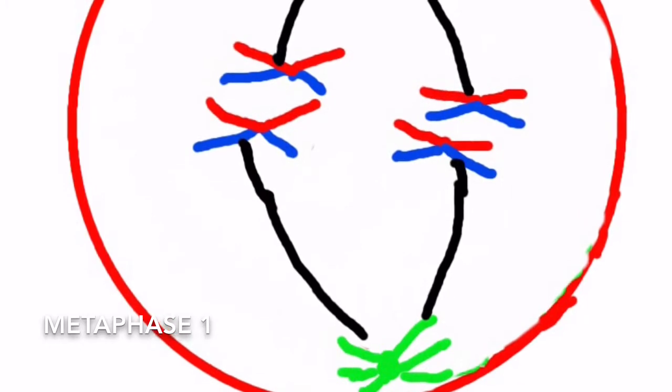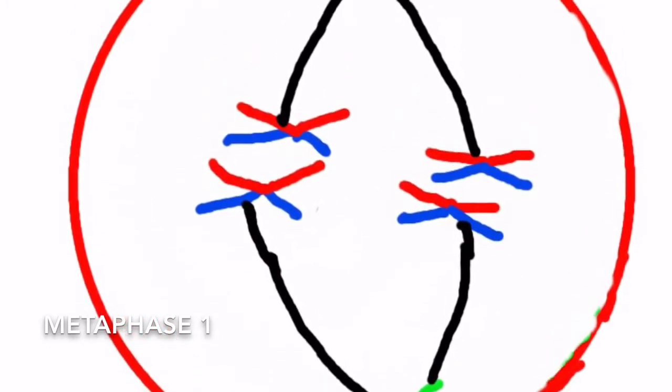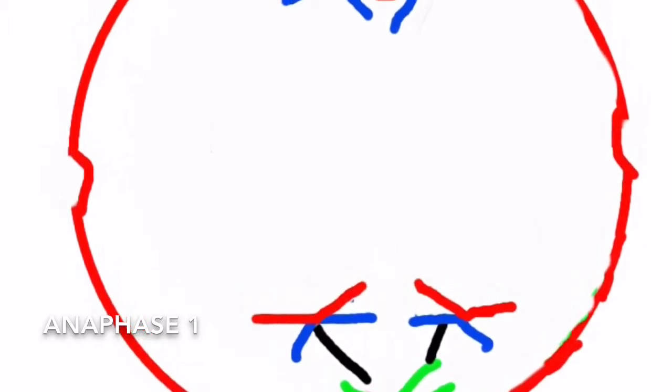In metaphase 1, the tetrads attach to spindle fibers at the centromeres and line up at the middle of the cell. In anaphase 1, the tetrads separate and the pair of chromatids move along the spindle to their respective centrioles, and the cell membrane begins to constrict.